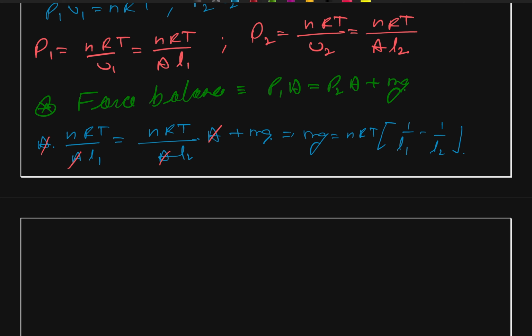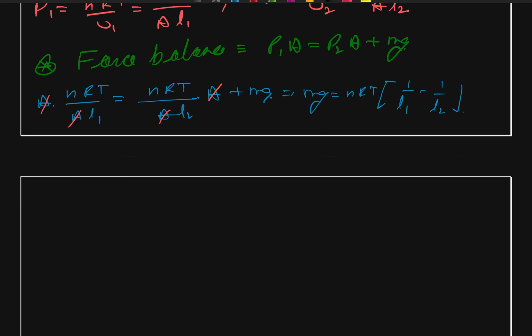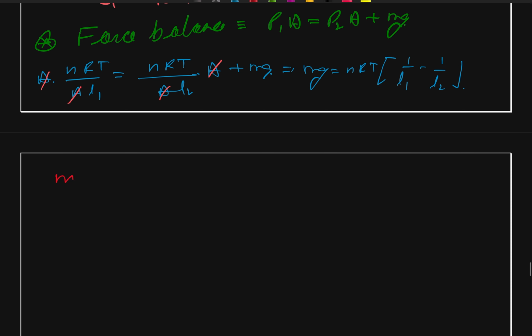Let me write it first. So we can write that our mg, or we can say our m, is equal to nRT upon g, and this comes as L2 minus L1 upon L1 L2.